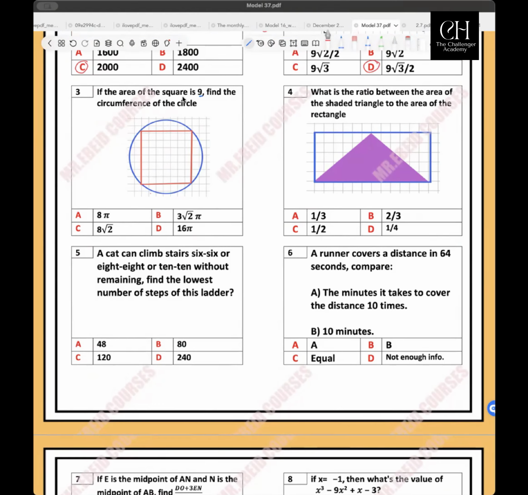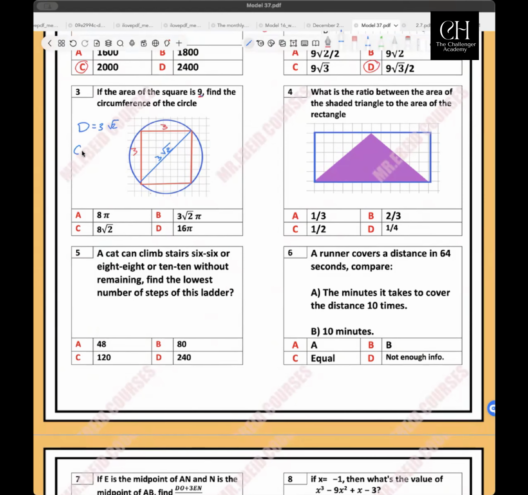Question 3, if the area of the square is 9, find the circumference of the circle. You know that if we have the area of the square equals 9, and you know that the area of the square is side times side, take the square root to find the side length. So each side is 3. Also, we can find the length of the diagonal of the square, which is the diameter. They are the same. 3, 3, it will be 3 root 2. So the diameter length is 3 root 2.